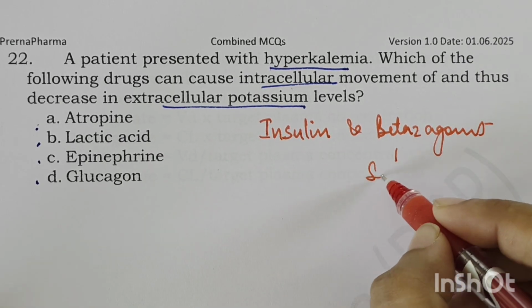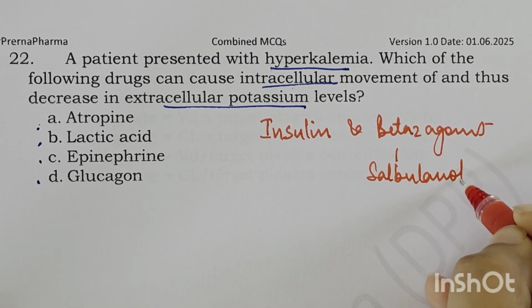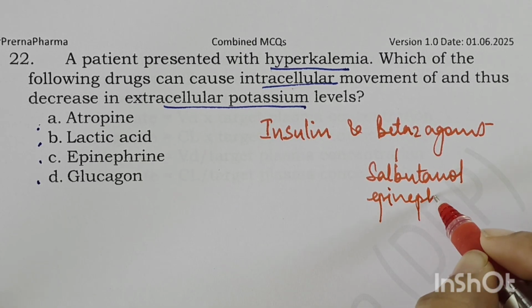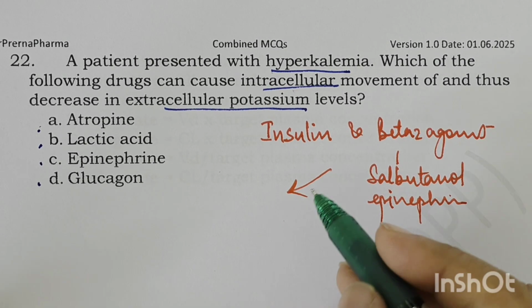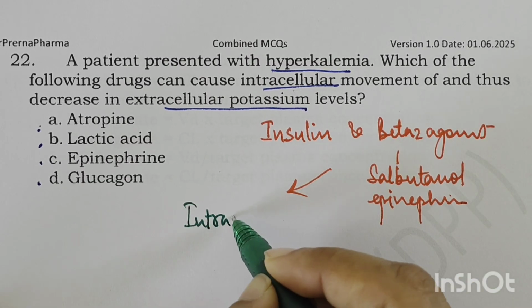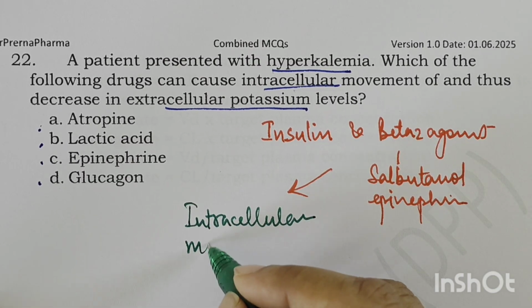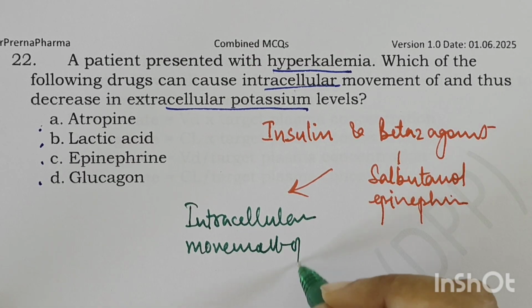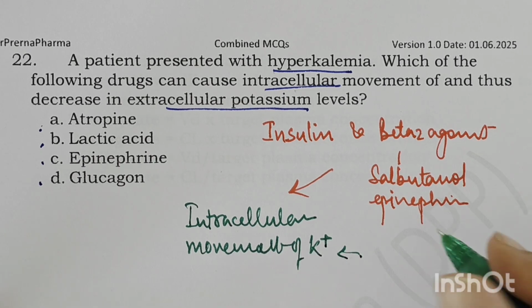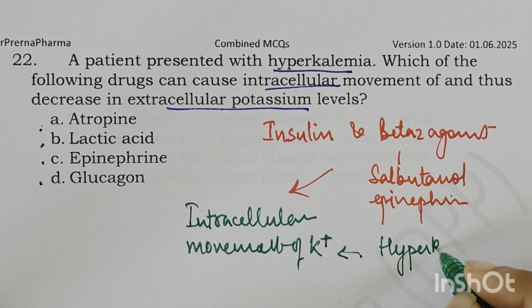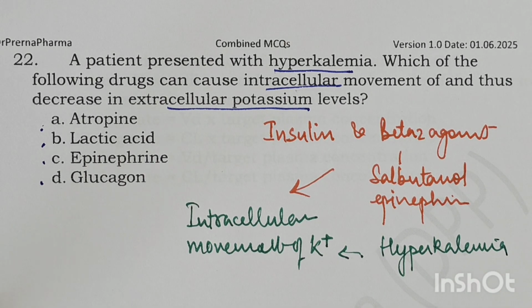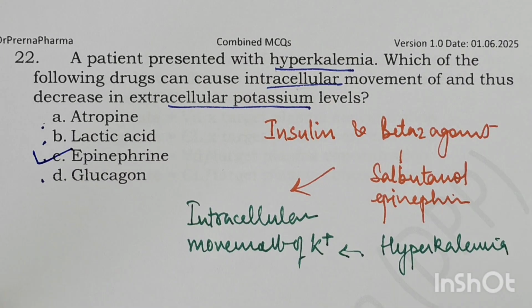So beta-2 agonists हमारे पास होते हैं salbutamol and epinephrine. So these are the drugs which basically cause increased intracellular movement of potassium. So this action is utilized in the treatment of hyperkalemia, right? So the right answer here is epinephrine.